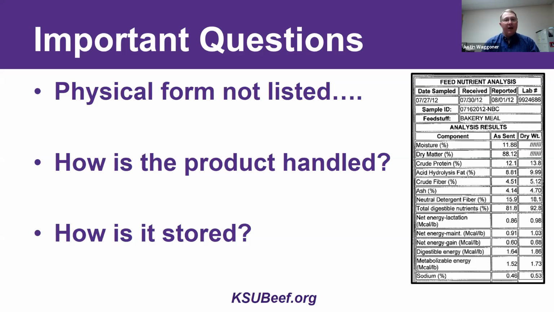The other question as I start to ask suppliers is, how is this product handled? Is it something that we can auger? Other important questions, how is this product going to be stored? Can we effectively store it in a bin? Does it need to be stored in a commodity bay? Those are also important questions that we're not going to get a whole lot of information on in that typical nutrient analysis, but they are important questions as we begin considering how we're going to handle maybe this alternative ingredient on our operation.